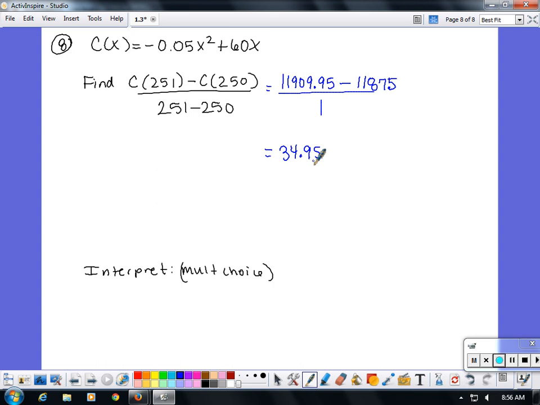Interpret, multiple choice. I'm assuming it's going to be the one that says average rate of change. So first option, it represents the average cost per item to produce 250 items. No. It represents the average cost to produce one more item after making 250. That's true. So average cost of one more after 250.